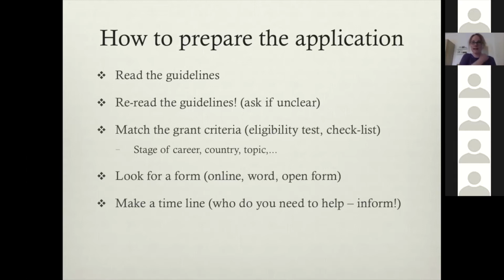Make a timeline. Who do you need to help you? Usually you write yourself. Maybe you have people in your organization that you need to ask, is that correct? Does that make sense? Contents, is that feasible? Have someone who can check the language again, and so on. Sometimes you need a reference person, maybe from the university or somebody who knows your work. Make sure that person can see the application as well. And start writing.